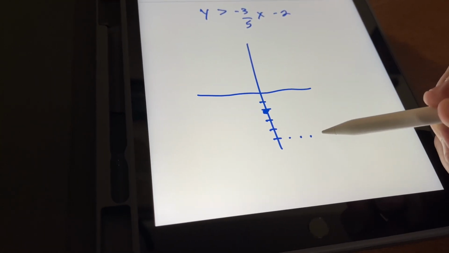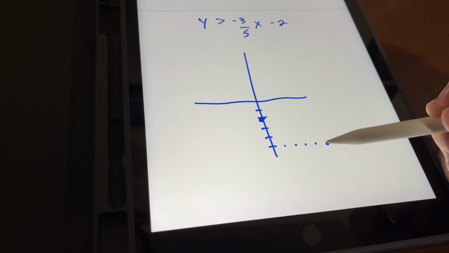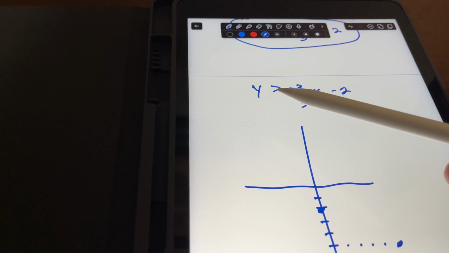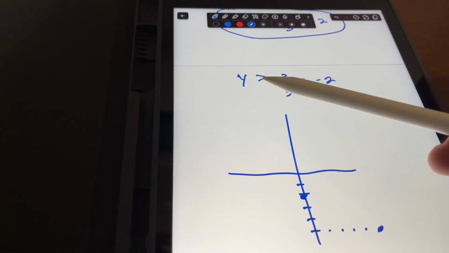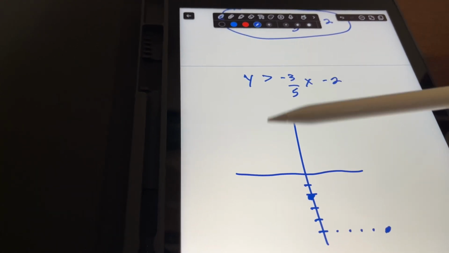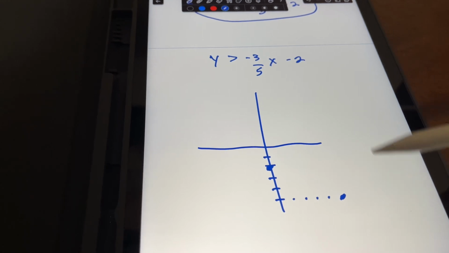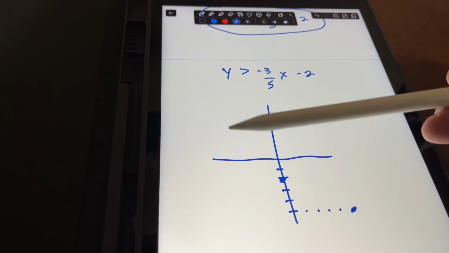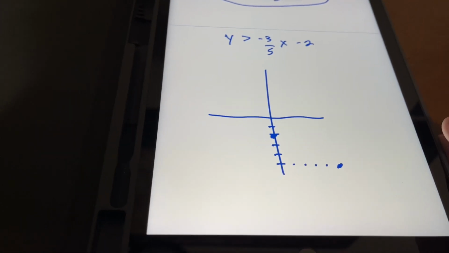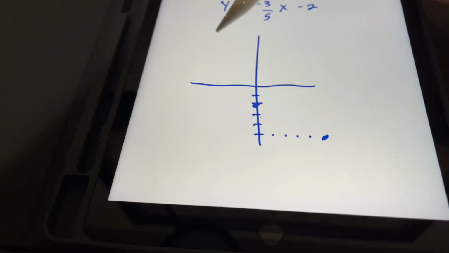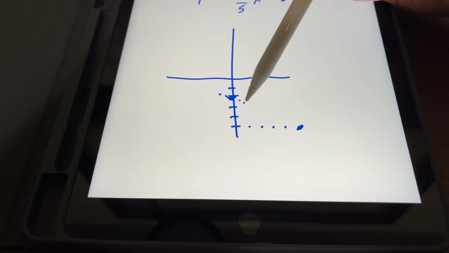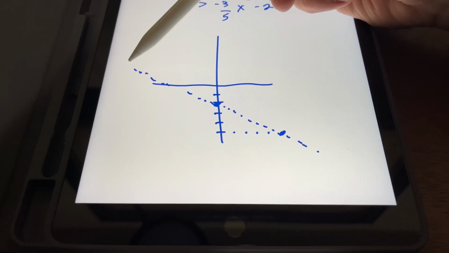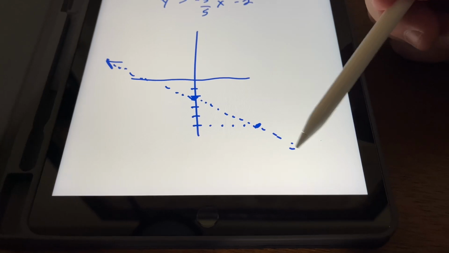You notice I'm trying to keep my spacing just right. So I've got this dot. Now, if you have greater than or less than, it's going to be a dotted line. So this one's going to be a dotted line. I'm not going to draw a solid line through this. If you have equals, greater than or equals, or less than or equals, then you draw a solid line. But this is greater than, so it's going to be a dotted line. And I want you to notice the line looks something like that.